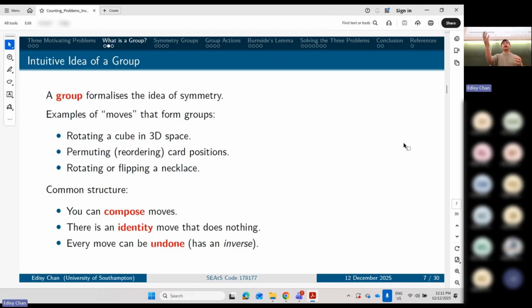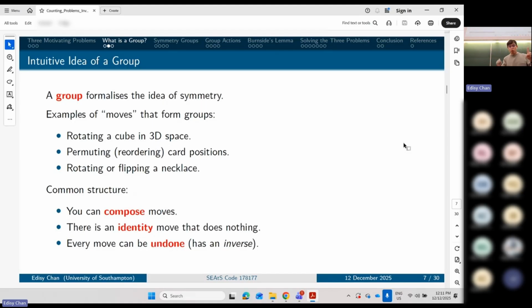You can also look at hands and permute the cards. The permutations could also give you a group. And also, when you rotate or flip it over, doing the reflection as well, altogether they also give you a group. But you may notice that this is a set of something, so what is so special about this set that we can call it a group?